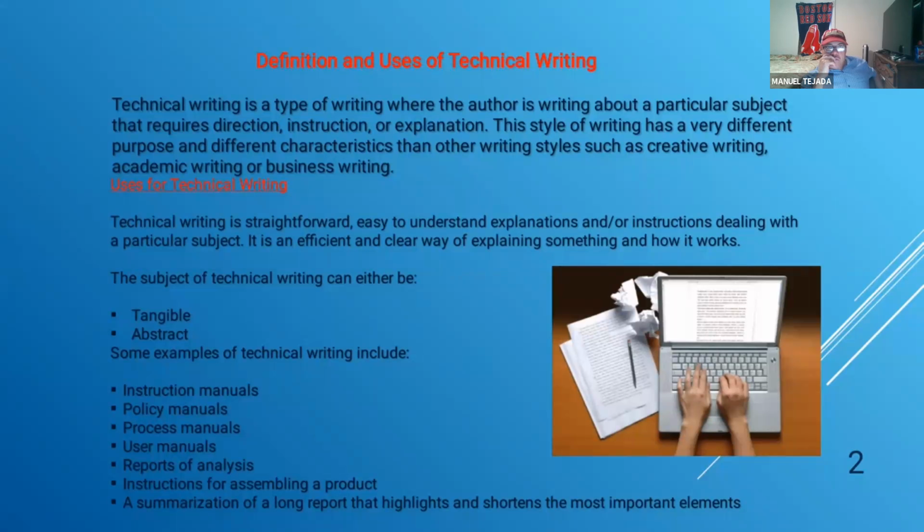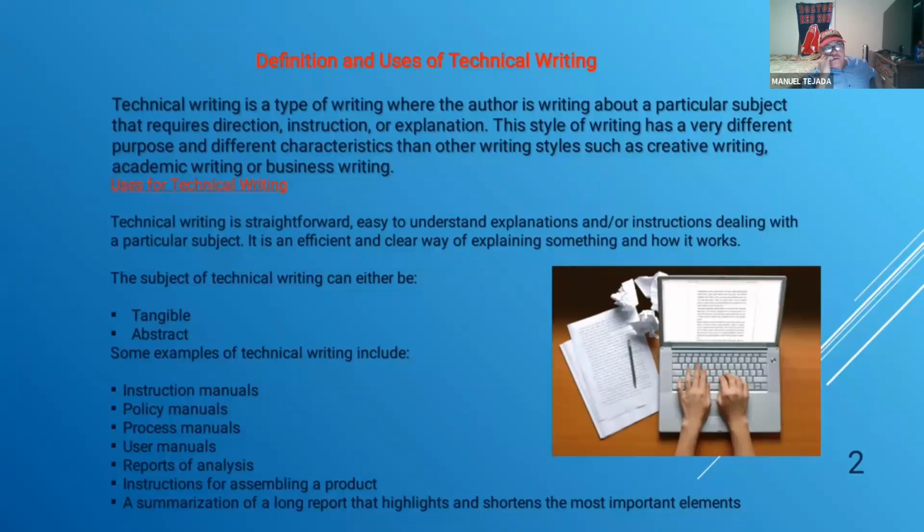Let's now see what the uses of technical writing are. The subject for technical writing, it says there are two types of subject. It's tangible as well as abstract, and I have already said that it's a straightforward, easy to understand explanation, and it is an efficient and clear way of explaining something and how it works. So what does it mean when I say that the subject of technical writing can either be tangible or abstract?